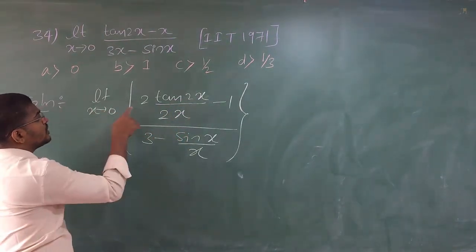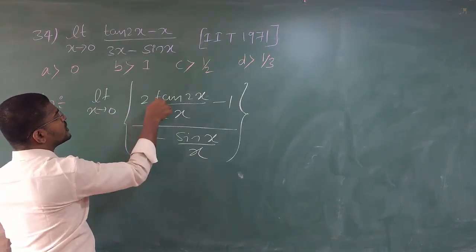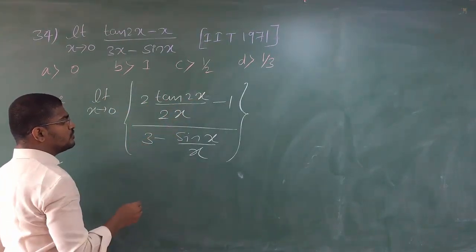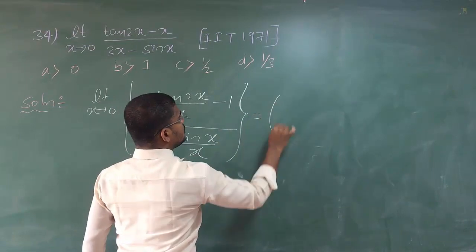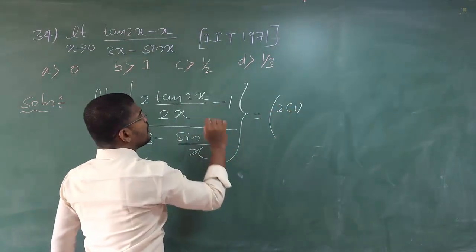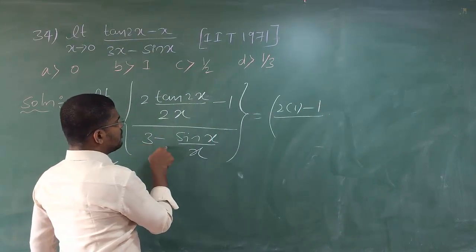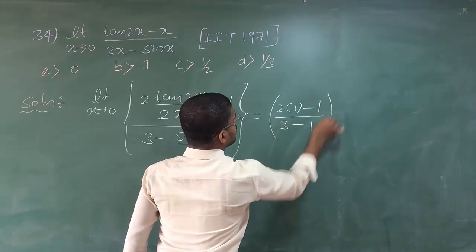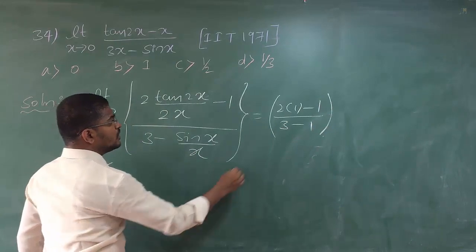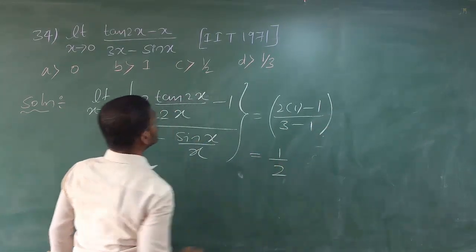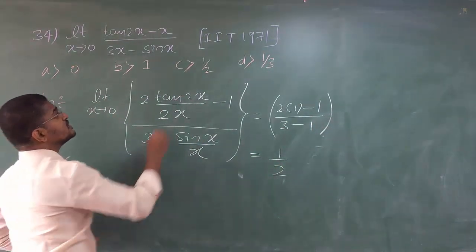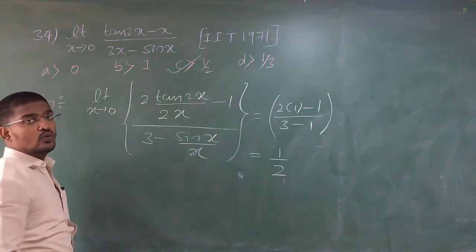So now, if I apply this limit for tan 2x divided by 2x, it will be equal to how much? 1 minus 1 divided by 3 minus 1. So your answer will be 1 by 2. So the answer is 1 by 2.